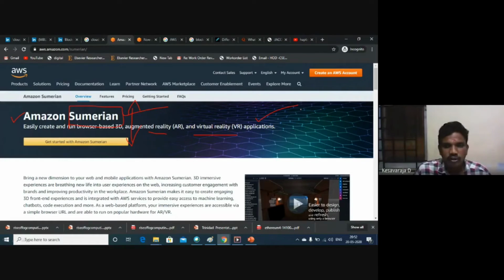MATLAB is also an excellent tool, but it needs more processing power. Only if you have an excellent environment and excellent machine capability is it possible to process larger data. But AWS provides an excellent cloud environment for processing larger data via Amazon Sumerian.